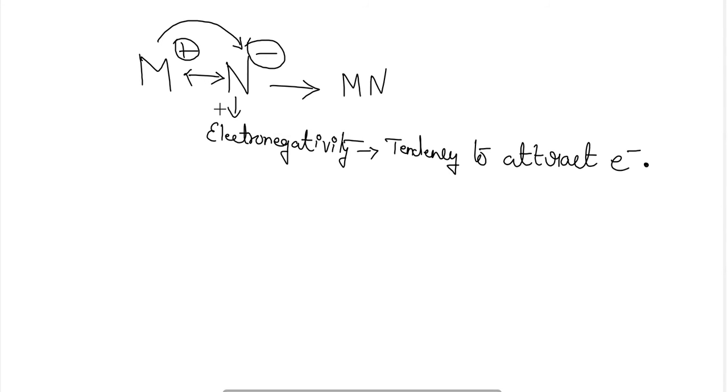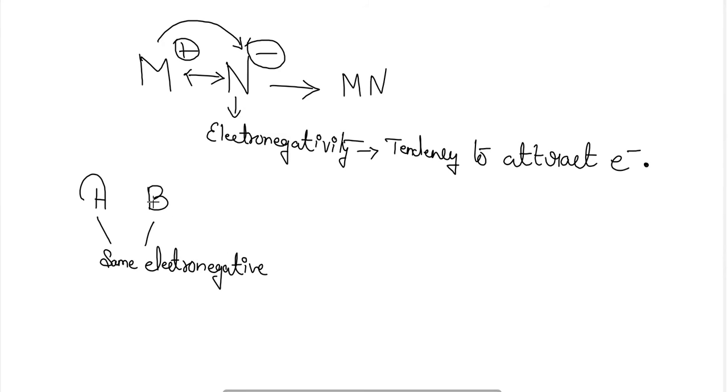And here, both these elements, an element which can form a cation and an element which can form an anion, have the tendency to lose or gain electrons. But in some cases, let's say an element is A and an element is B, both A and B have the same electronegativity, or they are equally electronegative.